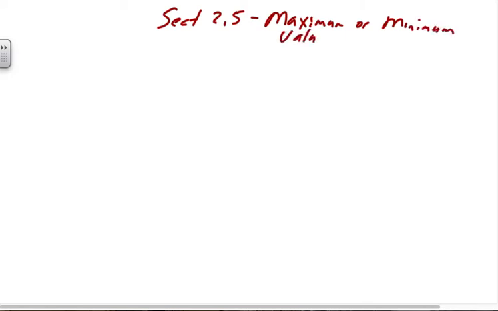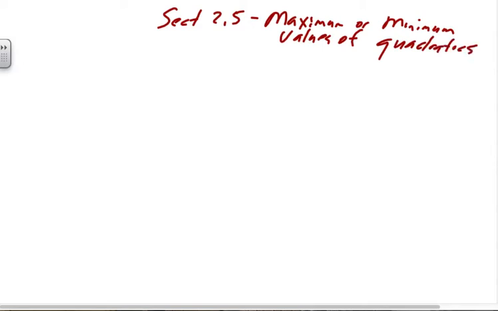2.5. And here we're going to be talking about maximum or minimum values of quadratics. Again, we dealt with this a fair amount in Algebra 2.